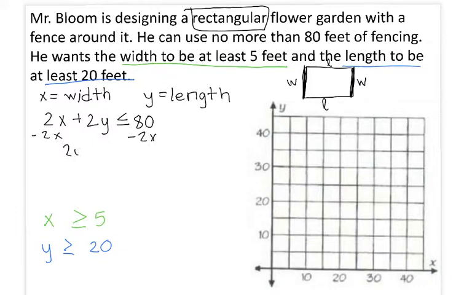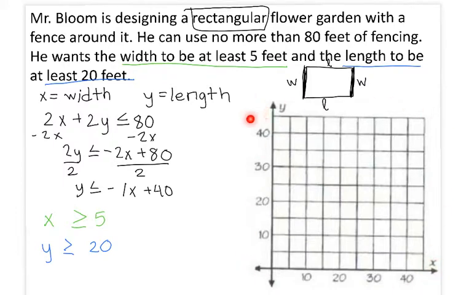You have 2y less than or equal to negative 2x plus 80. Divide both sides by 2. y less than or equal to negative 1x plus 40. Now we need to graph this equation onto the graph.